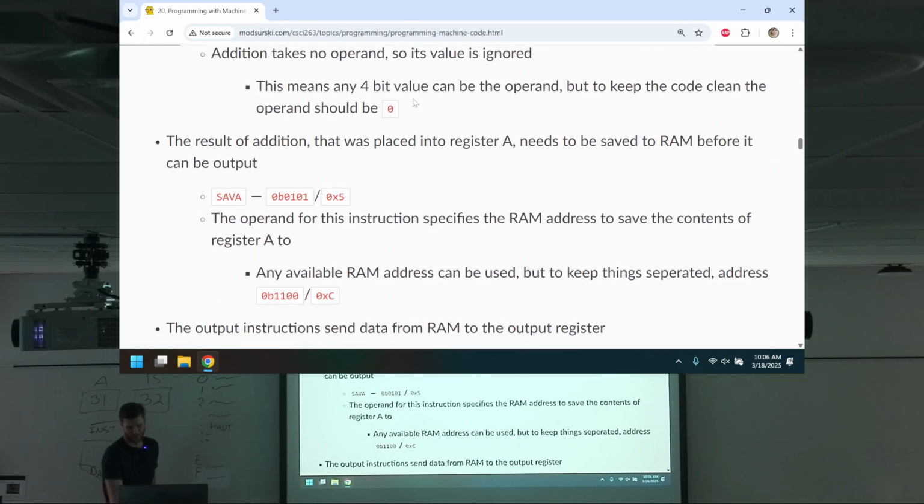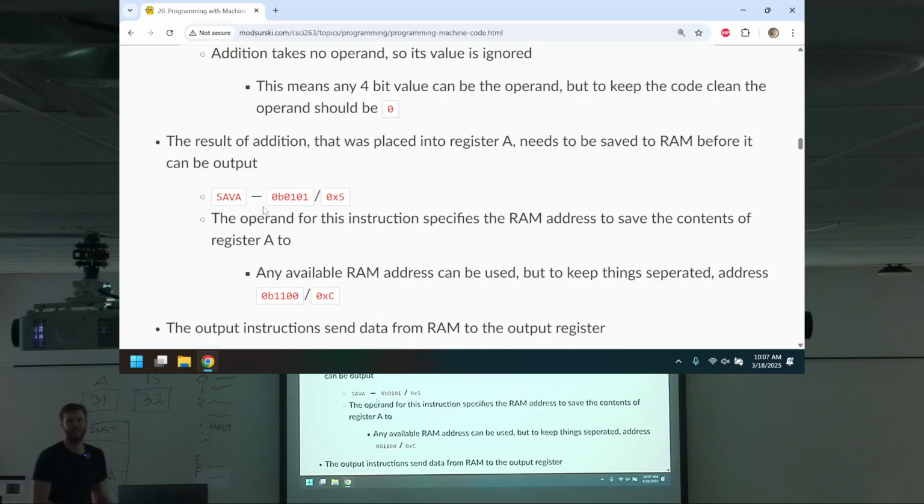So that puts the result into A. Then what do I want to do? I want to save A. Why do I want to save A? Well, if you remember, the output instruction took an operand, which was the memory address of the value to output. Remember, we spent a lot of time talking about this. How should output work? Should output always output the value in the A register? We could have done that, but we didn't make that instruction, right? We made output take a memory address, and then it goes and retrieves the data from that memory address and puts it in the output register.